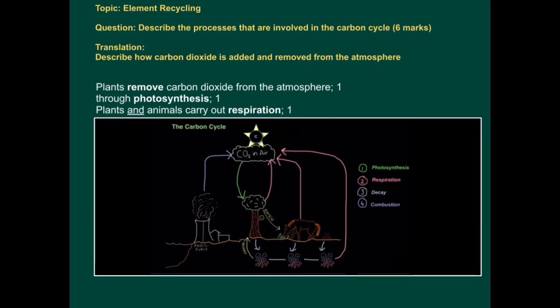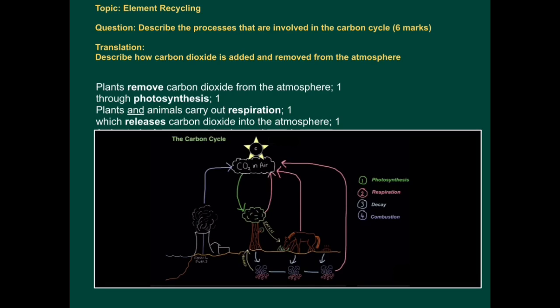So now let's look at how it's released into the atmosphere. Plants and animals carry out respiration. People normally think plants carry out photosynthesis, animals carry out respiration, but all living things need energy, so all living things carry out respiration, and that will release carbon dioxide back into the atmosphere. So plants and animals carry out respiration, which releases carbon dioxide into the atmosphere.